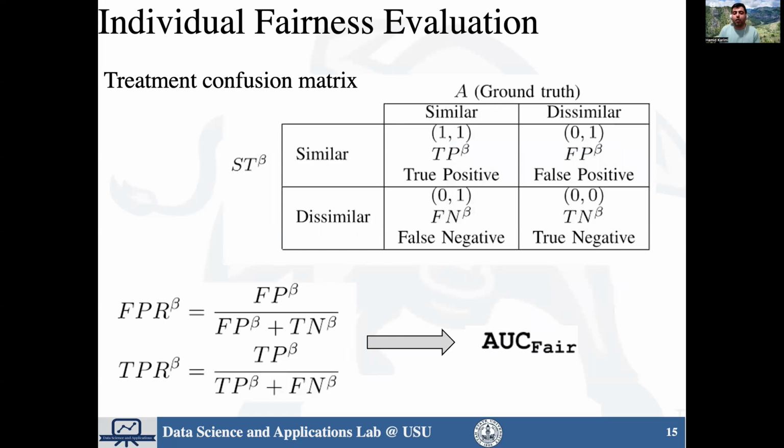T maintains or stores the treatment from the model, but we can also compare it with the actual treatment or ground truth treatment, which is from that propensity adjacency matrix. Then from this, we can create this nice confusion matrix, which we call the treatment confusion matrix. So if the model says similar and ground truth is similar, we have a true positive. In the same way, we can also have a false positive, false negative, true negative. And from this, we can have a false positive rate, true positive rate. We can easily calculate this, but we can also change beta in the range of 0 and 1 and get an AUC, which we call area under curve, which we call AUC fair.